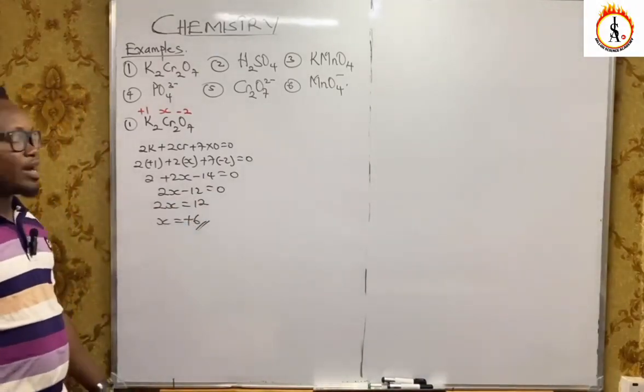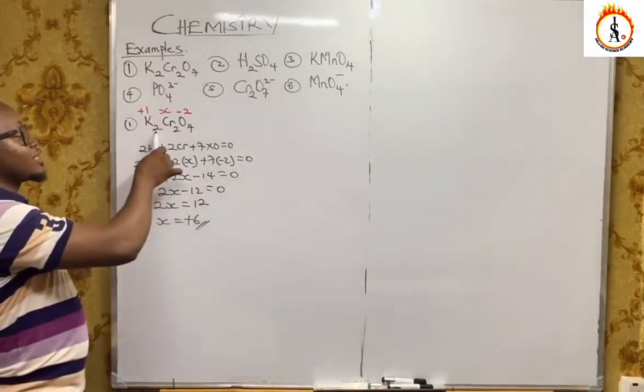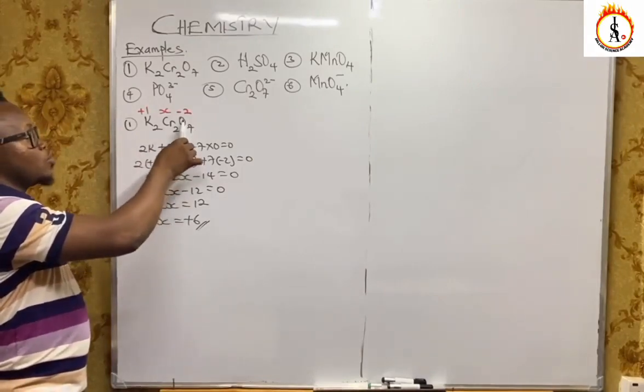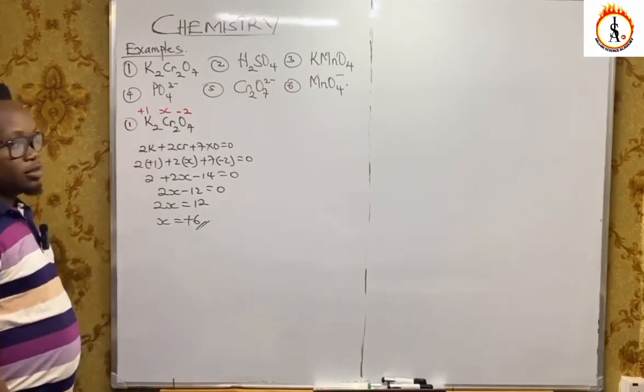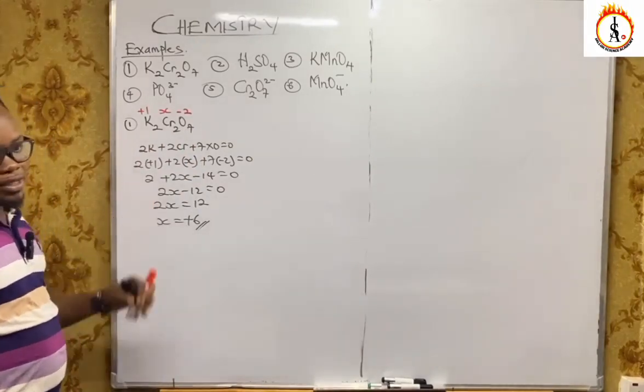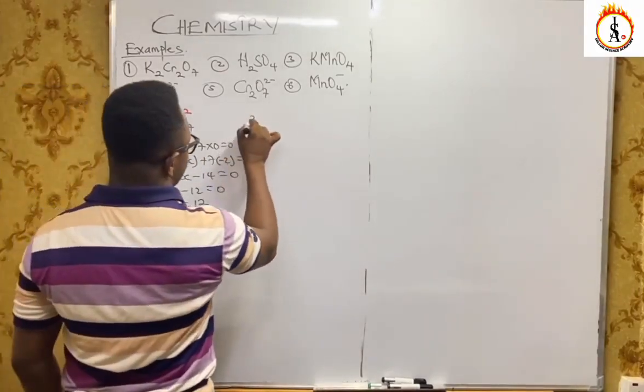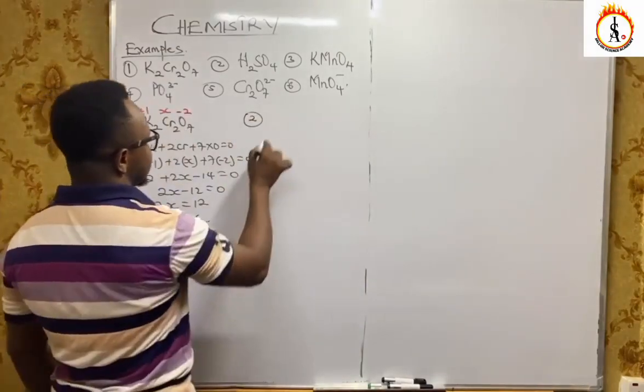So this one we can refer to as potassium heptaoxodichromate(VI). That is the IUPAC nomenclature of this species. And then we look at the second example.